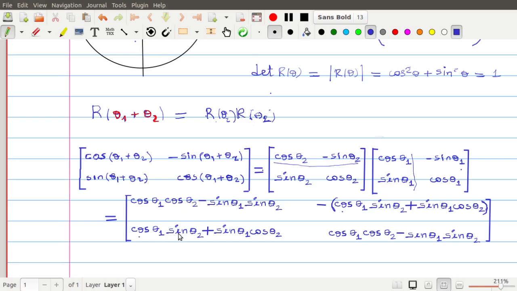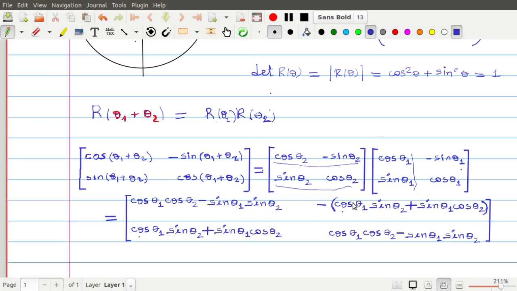Now for the second entry, we are seeing in the first column. So we keep this one and we use this second row. So this is the second row, first column. If we perform, we have cosine theta 1 times sine theta 2, plus, because I multiply this with that one, we have plus sine theta 1 cosine theta 2, which is given by this. So that is it for the first column.